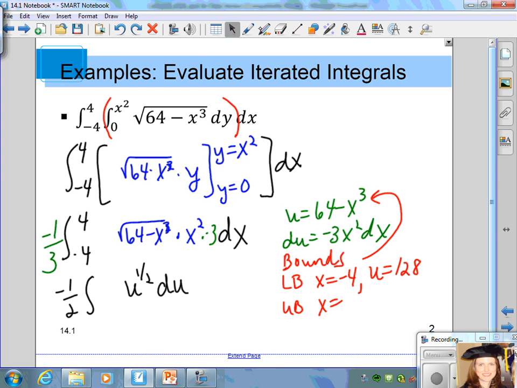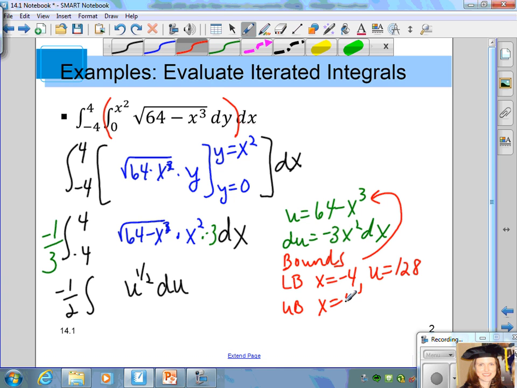For your upper bound, x was equal to +4, and when you plug +4 in there, you get your upper bound in terms of u is equal to 0. So this is an integral from a lower bound of 128 to an upper bound of 0. That just saves you a step when you're going back to doing the substitution after you integrate.